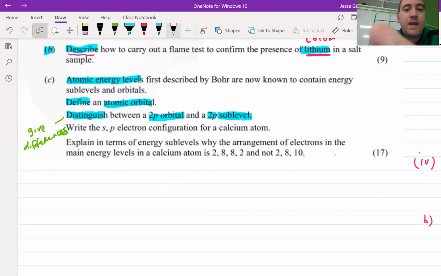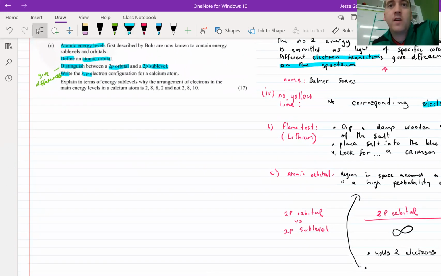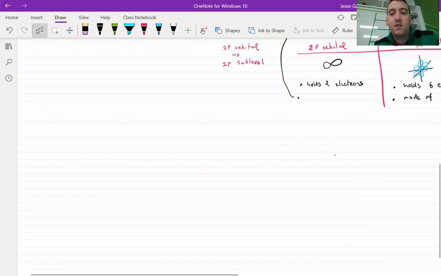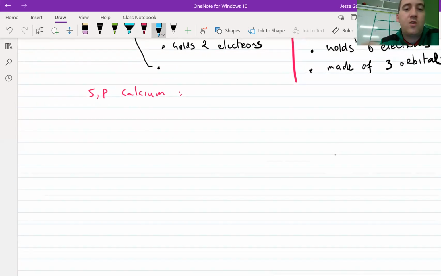Write the sp configuration of a calcium atom. So we'll ask, write the sp electron configuration of calcium. That's what we're doing, sp of a calcium atom. All right, so pause the video and do that now. The first step is to work out how many electrons calcium has. If you haven't done that already, do that now.